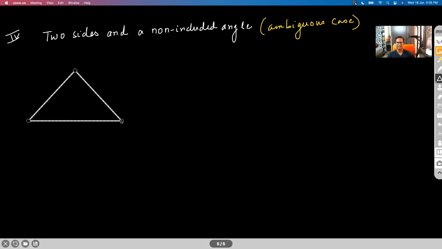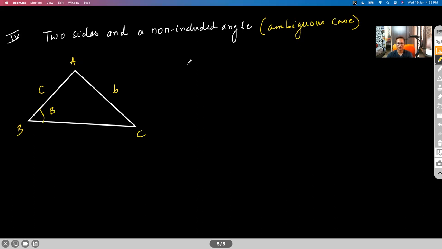So let me just show the diagram here. So let's say the question setter has provided you with AB, and let's say AC, and a non-included angle, let's say this angle.